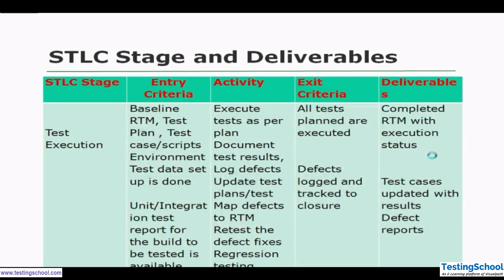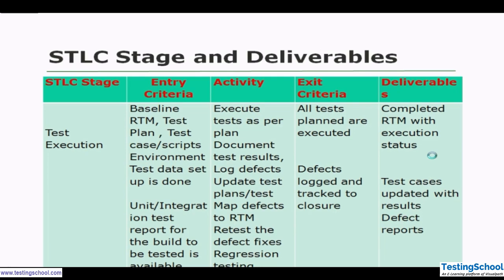Then we have the test execution phase. In the test execution phase, we baseline our traceability matrix, our test plan, and our test cases. So all the data is now available for testing. Then we do the unit and integration test report. And what is the deliverable for this stage? The deliverable is the complete requirement traceability matrix with the execution status.